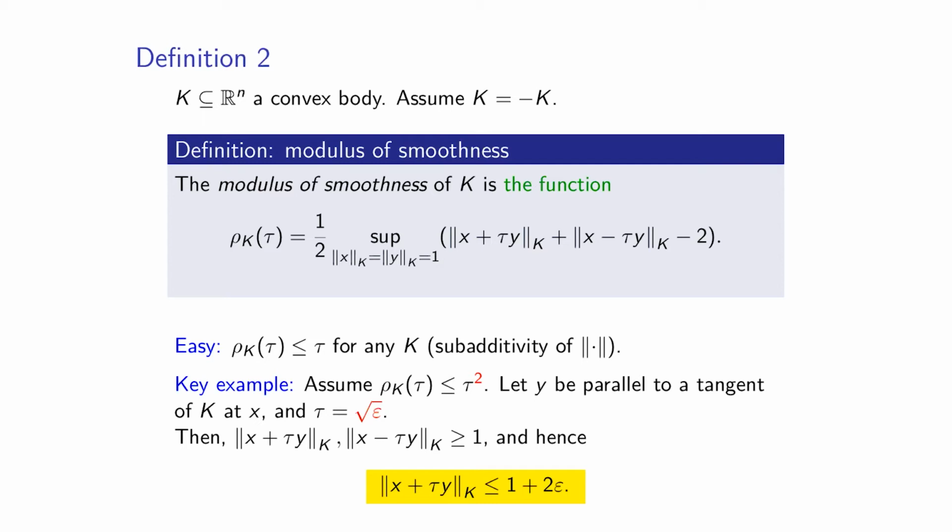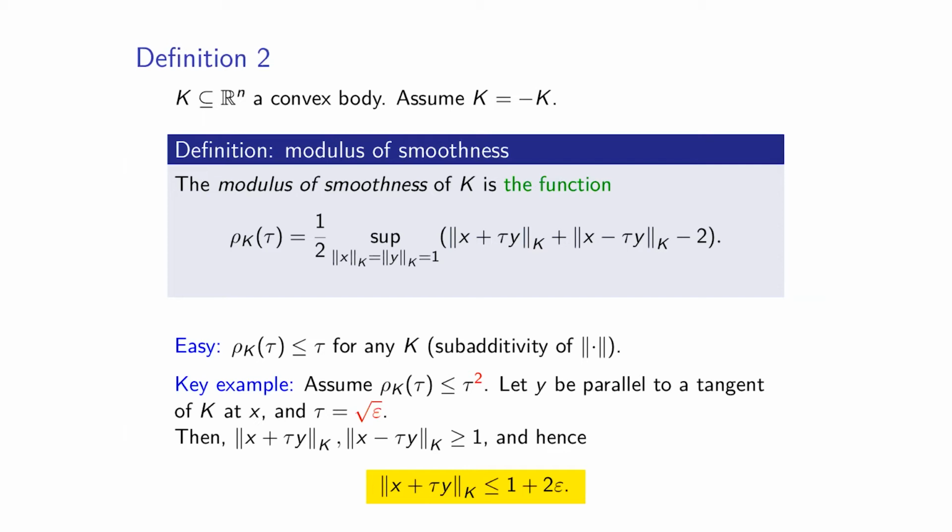some tangential direction. Then, of course, if I move away in a tangential direction, then the norm will become bigger than 1, right? So x plus tau y and x minus tau y, they're all at least 1. I mean, they can remain 1 if the body is not strictly convex, but it will certainly not be less than 1. Okay, and now if you just substitute into the definition up there, you get this yellow formula.